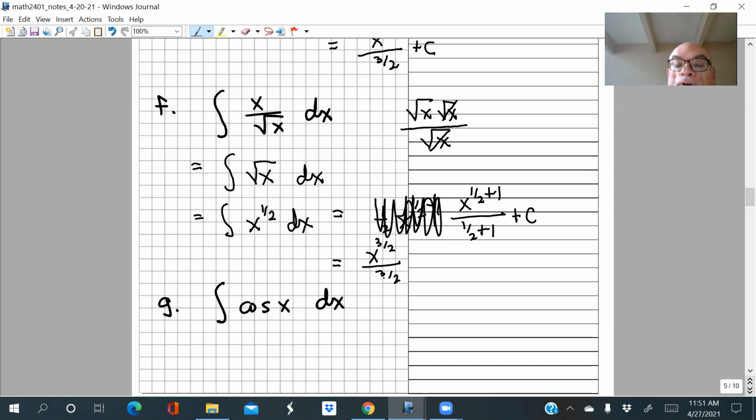Now, one thing you have to remember frequently when you're using the anti-power rule is what happens when you're dividing by a fraction. Remember, when you're dividing by a fraction, that's the same as multiplying by the reciprocal. So if you're dividing by 3/2, that's the same as multiplying by 2/3. So you can rewrite this as 2/3 times x to the 3/2 power. Don't forget the constant there. That's really already a pretty good answer.